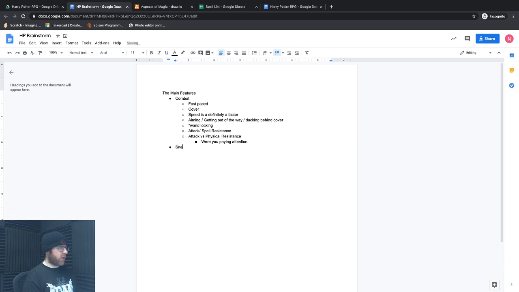I'm going to make a note to revisit this later, but there's definitely going to be some sneaking involved. Sneaking and stealth is definitely going to be a big part of this at some point, because if you're not in combat, the wizards are sneaking around, particularly after hours when you should not be. Sneaking around trying to get to the kitchens.